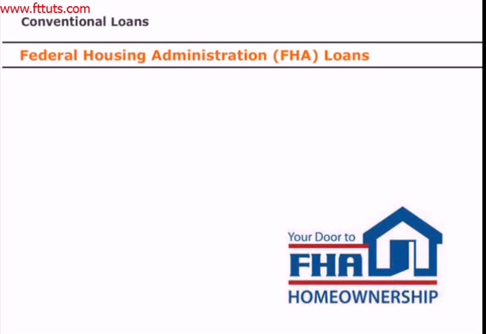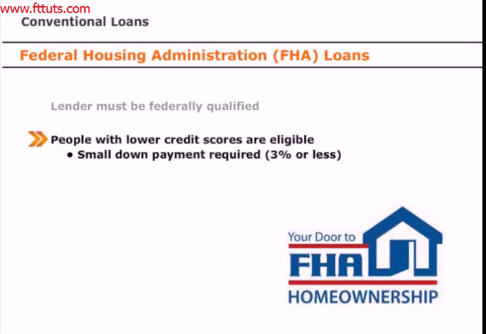In order to offer an FHA loan, the lender has to be federally qualified. This is one of the ways the government can regulate consistency in lending. Some of the FHA programs provide loans for people with lower credit scores and require a small down payment of just 3% or less. An FHA loan has historically allowed lower-income Americans to borrow money to purchase a home they may not otherwise qualify for.